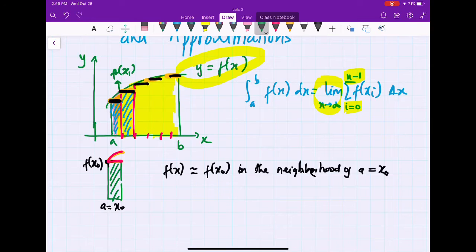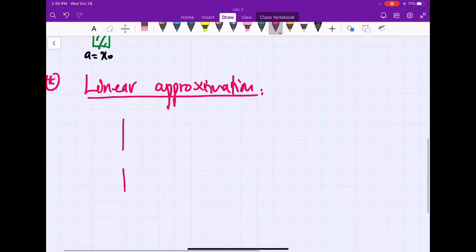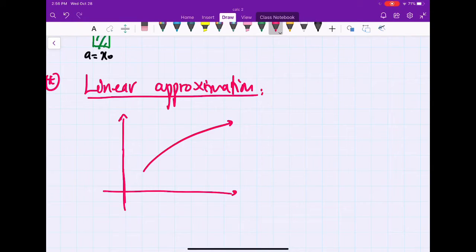The second approximation we learned in calculus 1 is linear approximation. Okay, so what is linear approximation? You have some function y equal to f of x in here, right? You consider some point, let's say that is x0, and then you consider the tangent line to the graph of the function at that point. So in a very small neighborhood of x0, you may replace the function by the equation of this tangent line. So that's why you have linear approximation. Okay, let's write the equation of the tangent line.